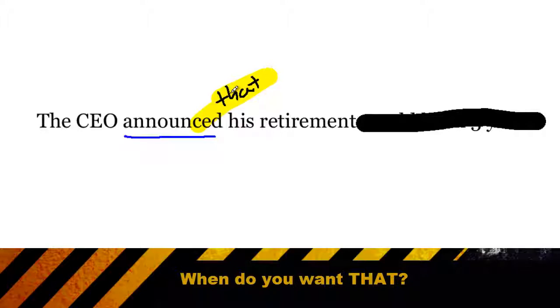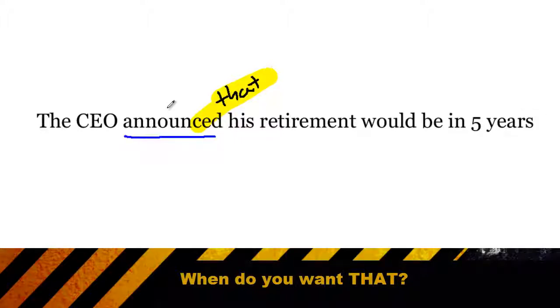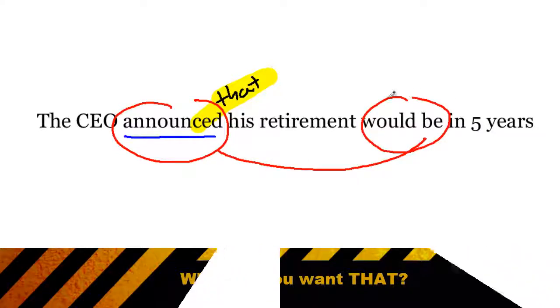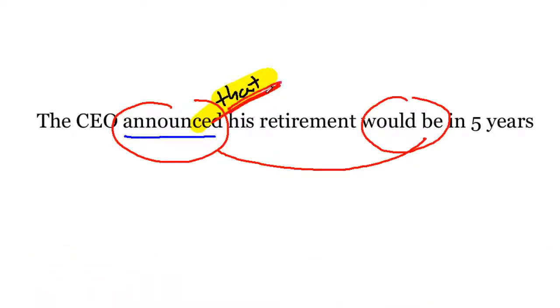So again, whenever you have two verbs in a row, most likely you're going to need a "that" to clarify, especially when you have a verb doing a verb. So in this case, when you have "announced," that's verb 1, and what he's announcing is the "would be," the verb doing the verb, that's when you need a "that."